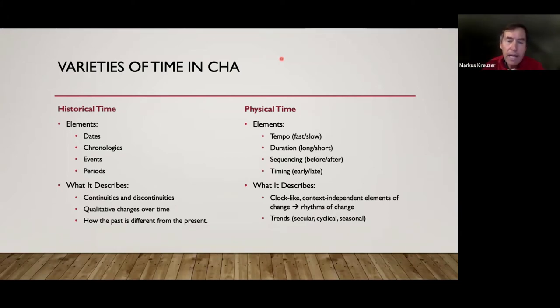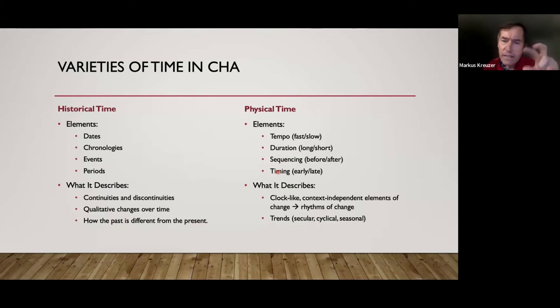Physical time, on the other hand, is something that historians pay less attention to, but it is a value added that comparative historical analysis brings to historians and makes it different from just straight up historical analysis. And these elements of physical time are tempo, whether something is moving fast or slow, duration, whether something happens over a long or a short period of time, sequencing, before and after, and timing.